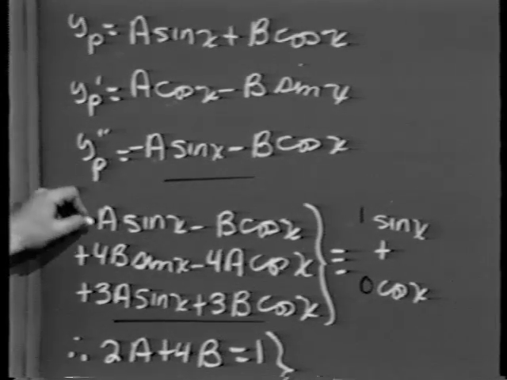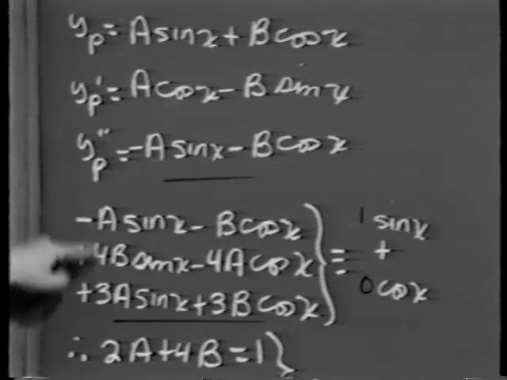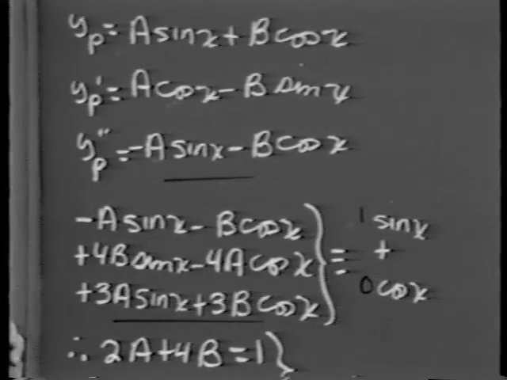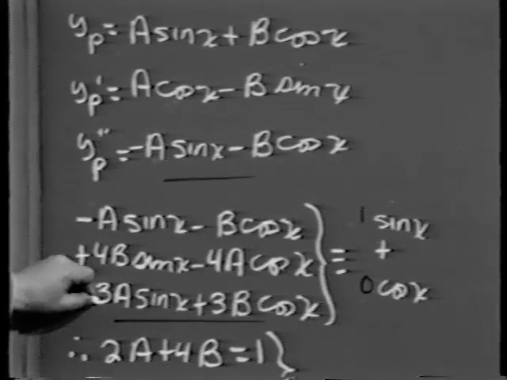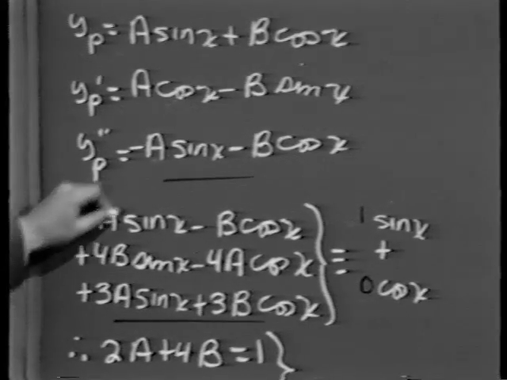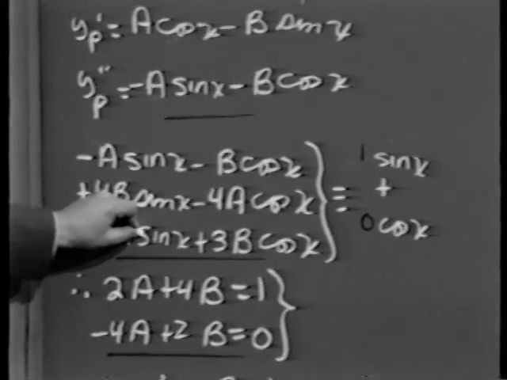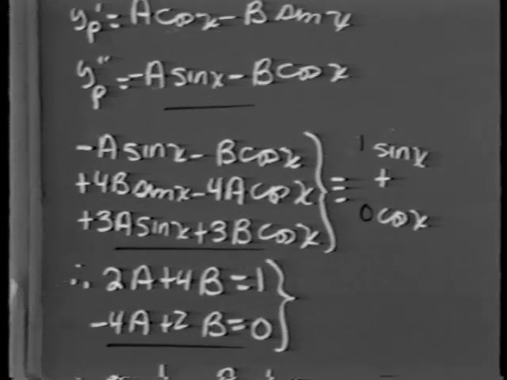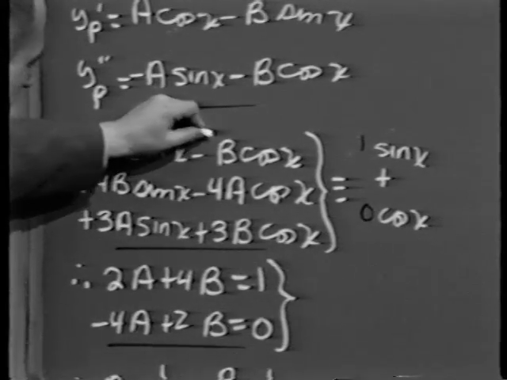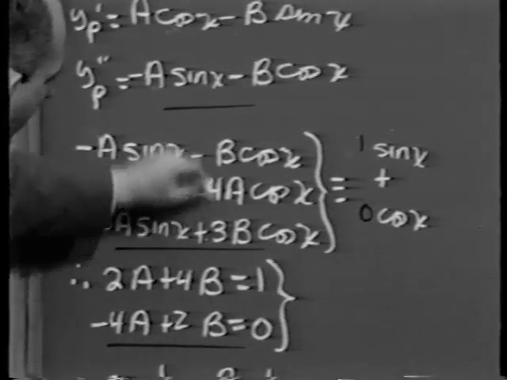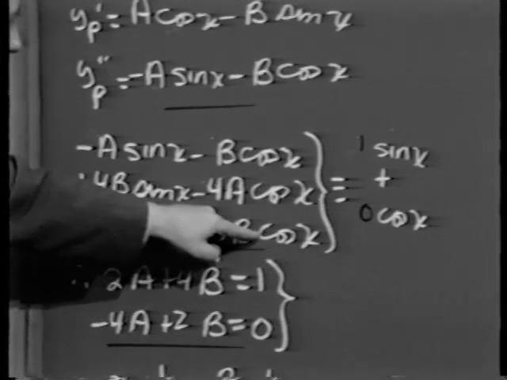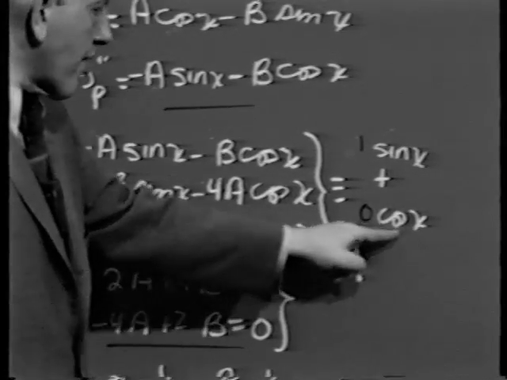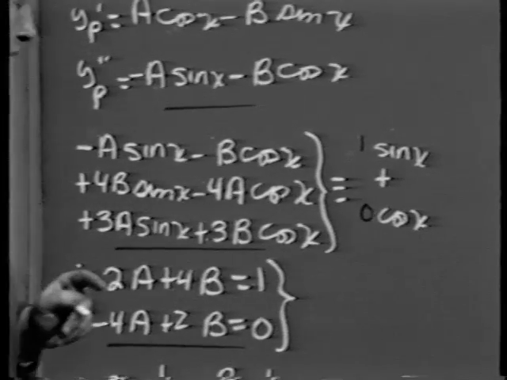In other words, regardless of how you want to look at this thing, the important point is that looking at the left-hand side, comparing it with the identity that it must equal on the right-hand side, we see that 2a plus 4b, which is the coefficient of sine x on the left-hand side of the equation, must equal 1, which is the coefficient of sine x on the right-hand side of the equation. And similarly, minus 4a plus 2b, which is the coefficient of cosine x on the left-hand side of the equation, must equal 0, because that's the coefficient of cosine x on the right-hand side of the equation.